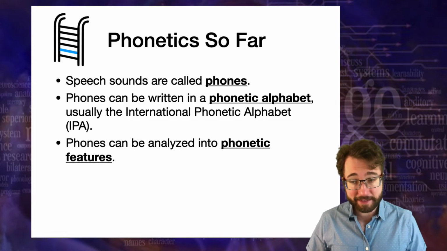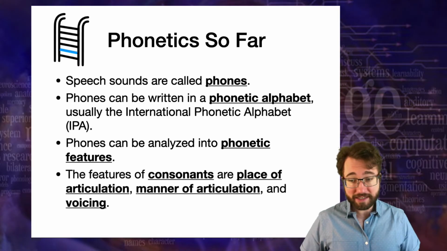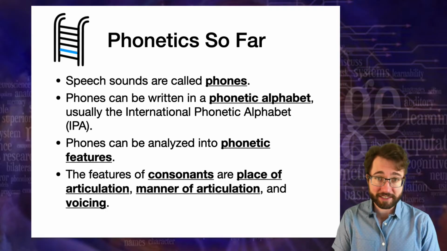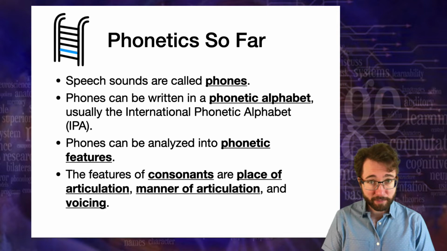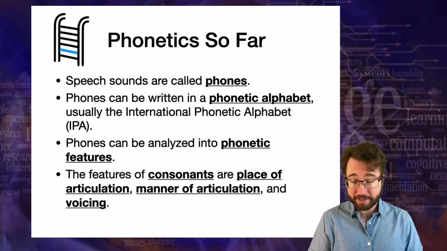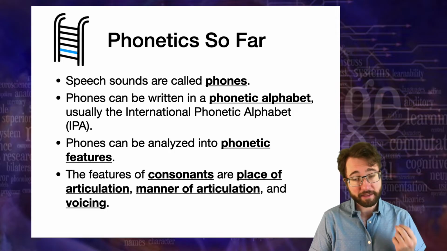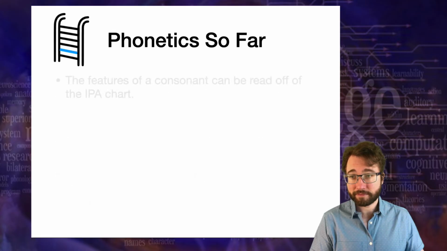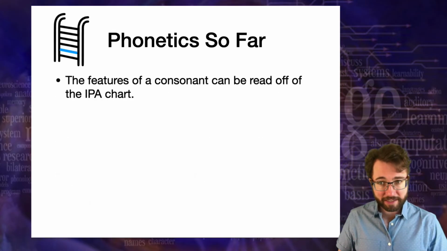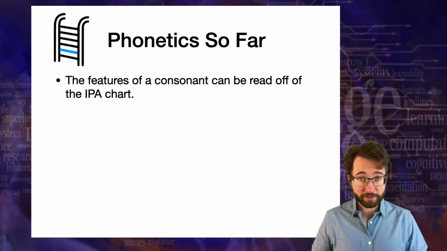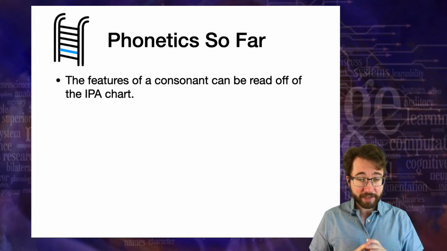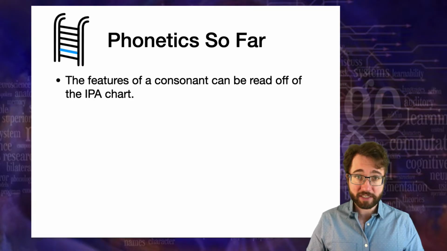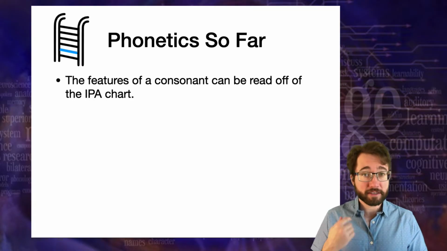Phones can be analyzed into phonetic features. For consonants, the phonetic features are place of articulation, manner of articulation, and voicing. So if you need to describe a consonant, all you need to specify is these three pieces of information: the place of articulation, the manner of articulation, and the voicing. We saw that the features of a consonant can be read off of the International Phonetic Alphabet chart. The chart is arranged in such a way where the columns correspond to the places of articulation, the rows correspond to manners of articulation, and the phones are all written in pairs of unvoiced and voiced.